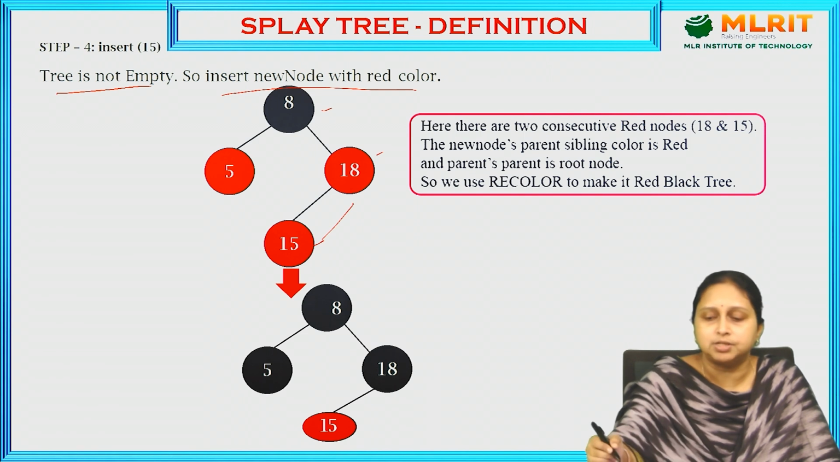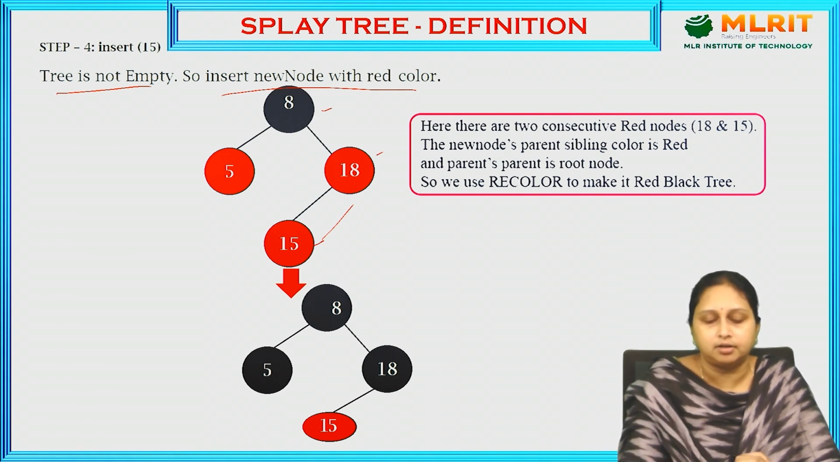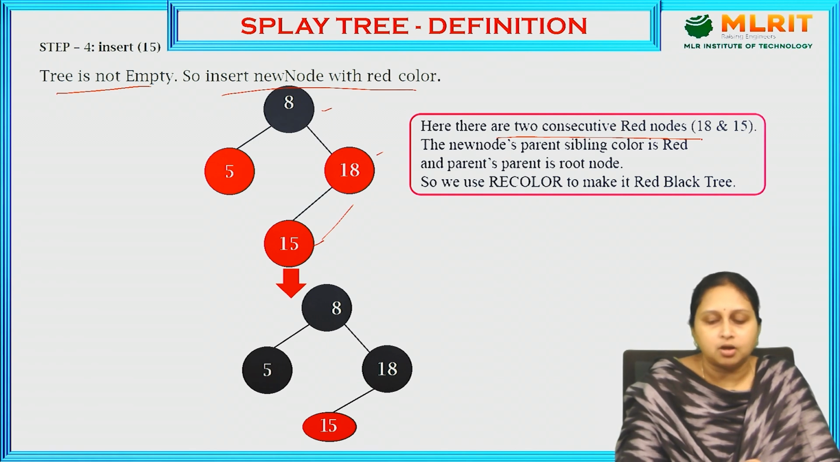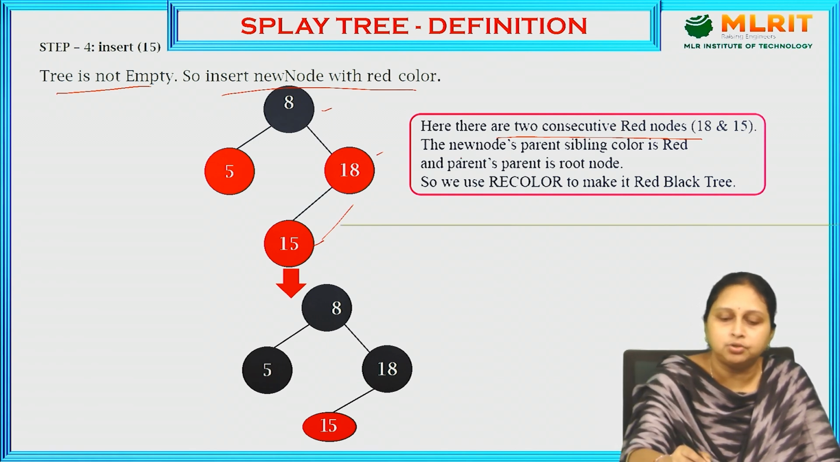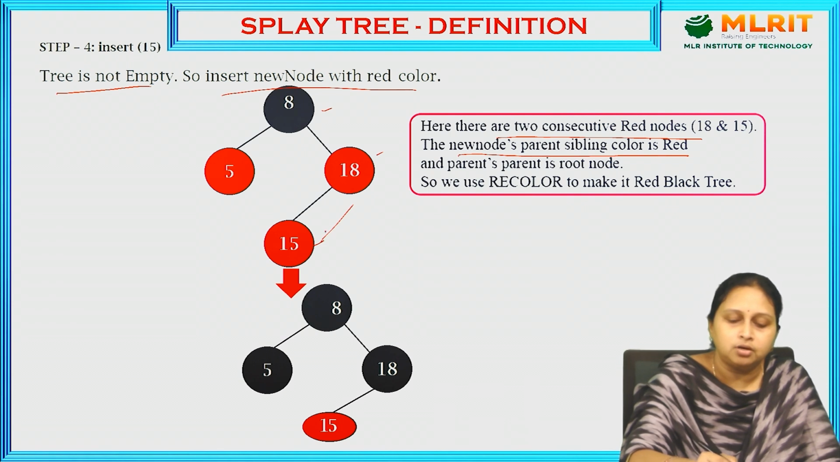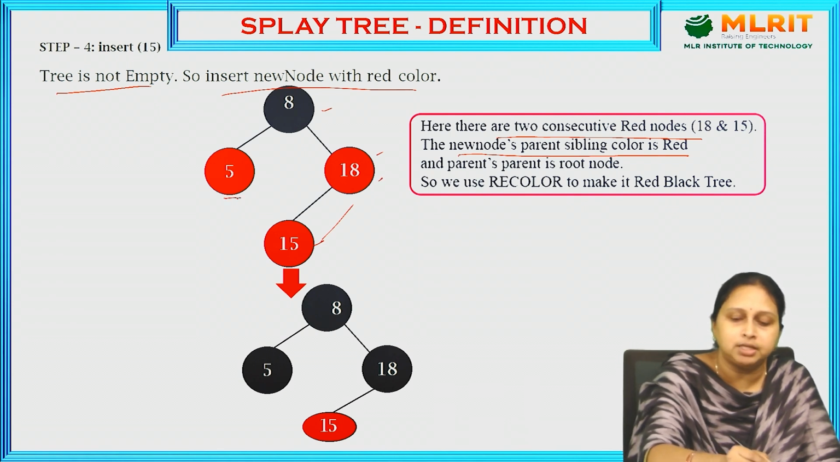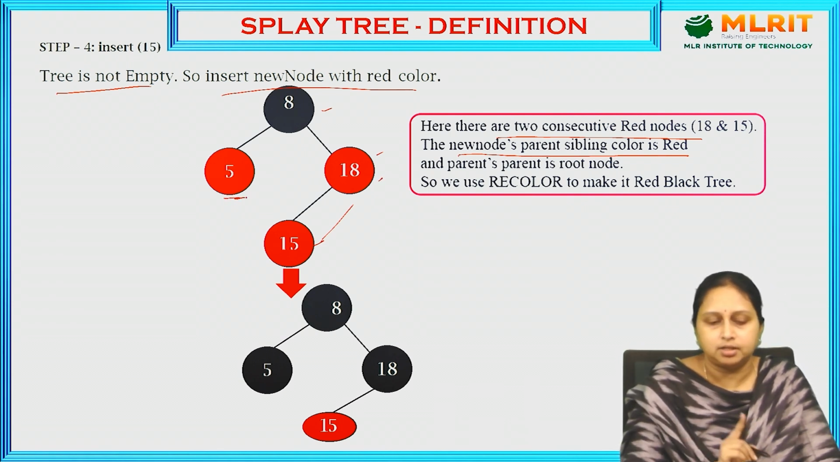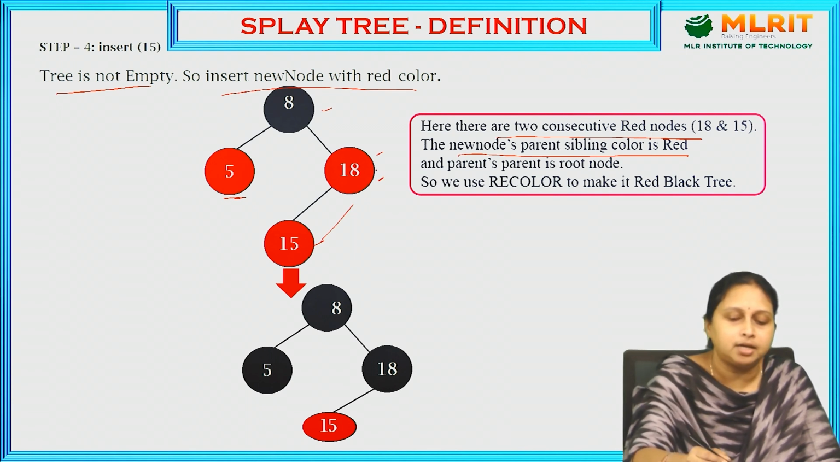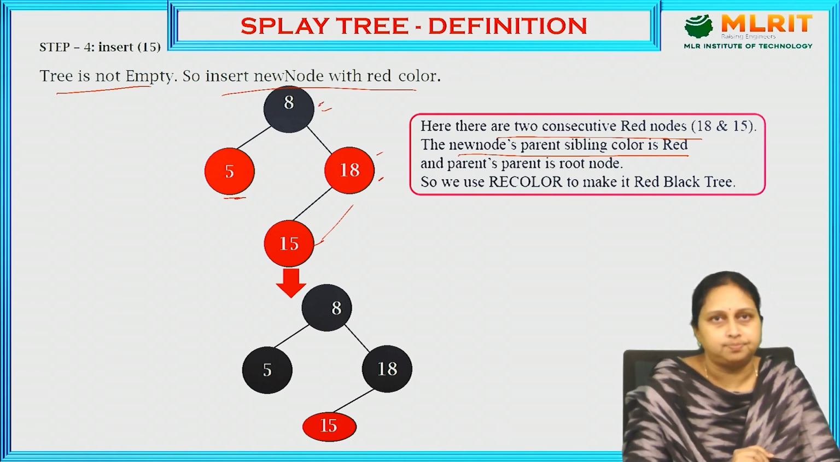Now, observe the statements. The same algorithm that we have done. There are two consecutive red nodes, 18 and 15. Now, what do we need to do? We need to check whether the new node's parent sibling color is red. For the new node, the parent's sibling is red. Right? That is one condition. And at the same time, we need to check for another case. The parent is the root node. Yes.